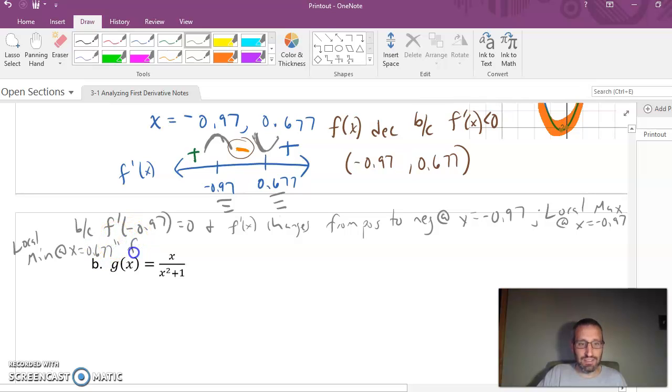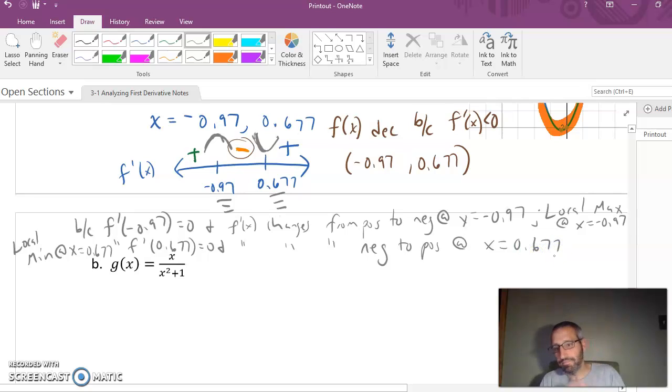And it's because f prime of 0.677 equals 0. And f prime of x changes from, in this case, negative to positive at x equals 0.677. All right? And I didn't have a ton of room there. I kind of tried to squeeze it in. If you needed a little more space, that's great.